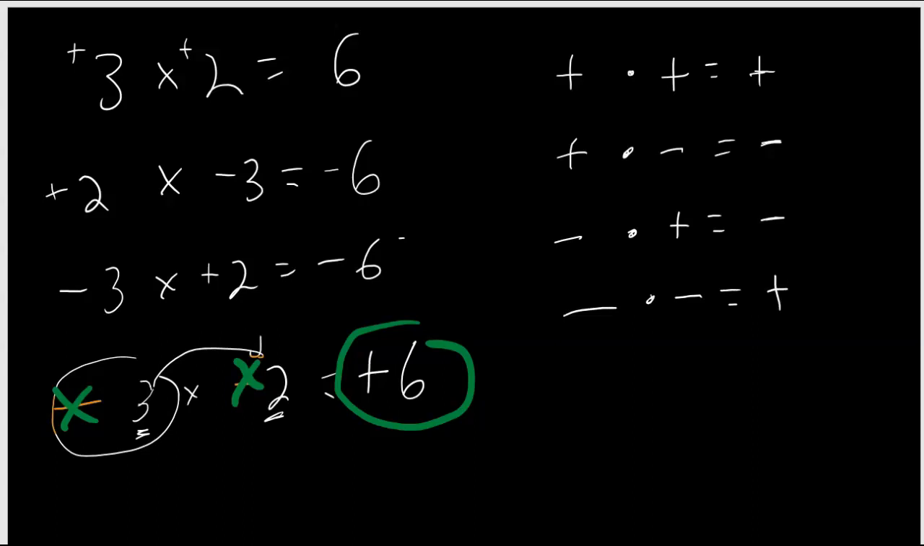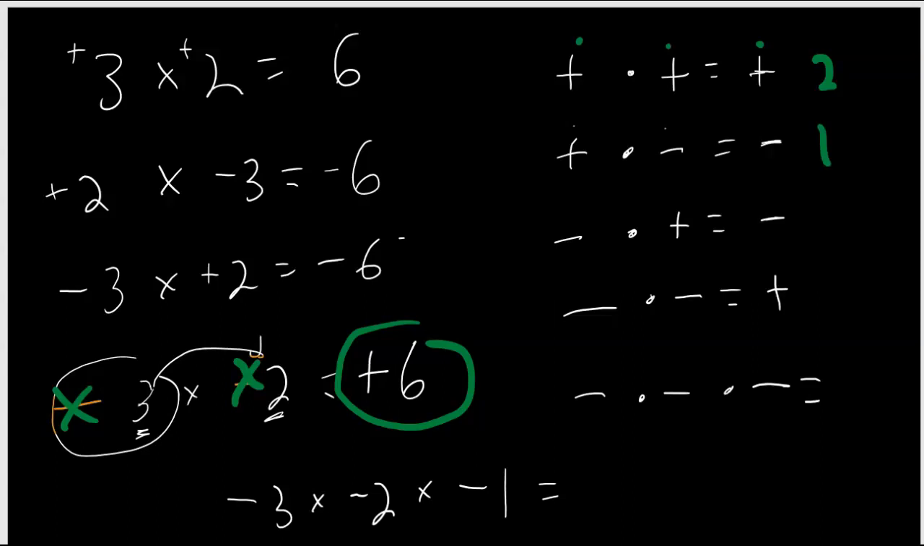Now what if you get something like negative 3 times negative 2 times negative 1? Now we have three negatives. What's a negative times a negative times a negative? There are a few ways you could figure this out. You could look for a pattern among the things we've already done. Two positives equals a positive. Only one positive in this one.